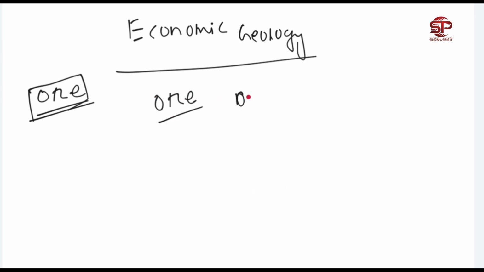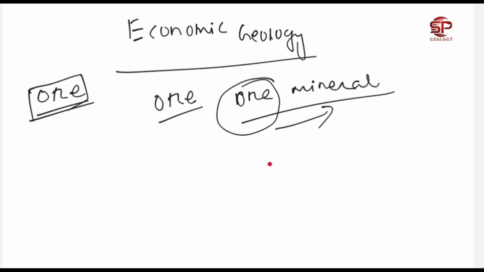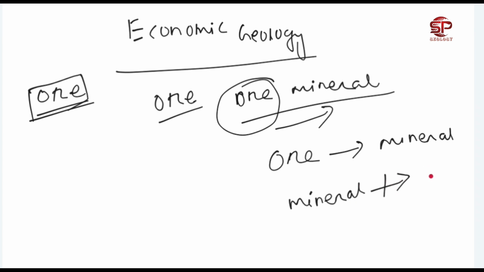Ore, or you can say ore mineral. Ore mineral is also the same thing, from which metal can be extracted profitably. So all ore can be called mineral. All ore is mineral, but all minerals are not ore. So vice versa is not applicable.